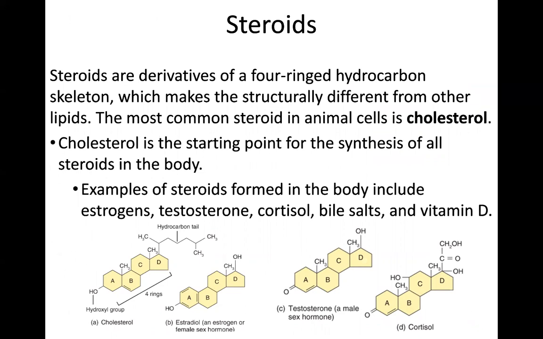All right, looking at the 4 illustrations at the bottom of this page, we see a big change in structure. This type of fat, what we call steroids, is made up of a 4-ringed hydrocarbon skeleton. These A, B, C, D rings that you see here are those 4 rings, making them structurally different from other lipids. So instead of being long chains, they're more ringed in structure.